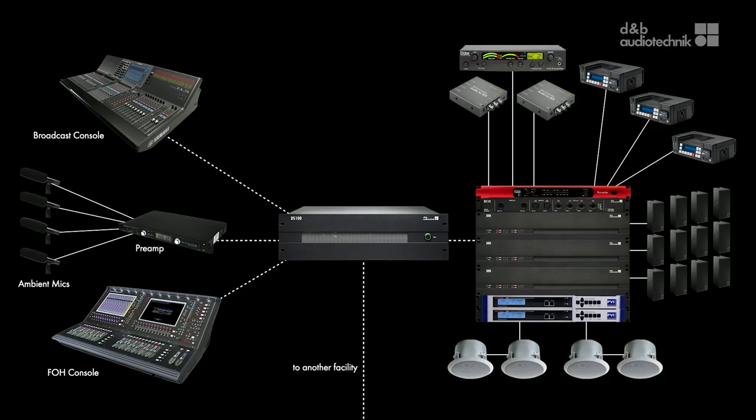Here we see an example of how the DS100 is working as the hub of all audio data within a facility. It receives signals from multiple sources and flexibly routes those signals, not only to the D&B performance system, but also to the record decks, webcast encoders, and other audio destinations. And because Dante is an audio over IP technology, we can use the DS100 to exchange signals between facilities.